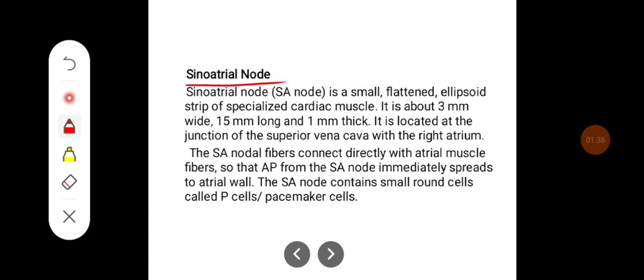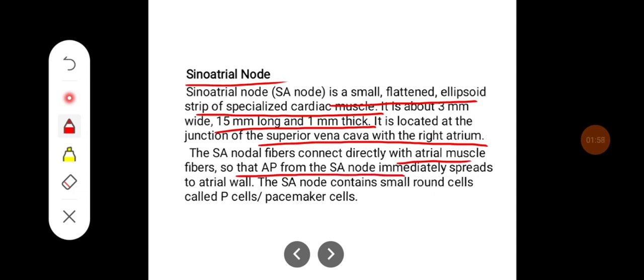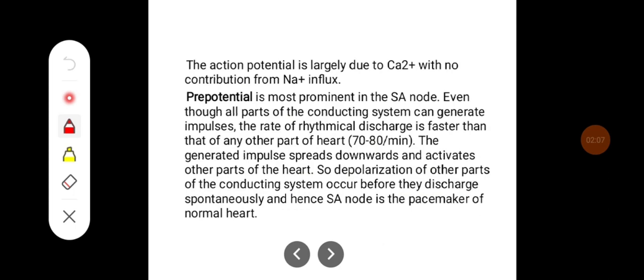Sinoatrial node is a small flattened ellipsoid strip of specialized cardiac muscle. It is about 3 mm wide, 15 mm long, and 1 mm thick. It is located at the junction of superior vena cava with the right atrium. The SA nodal fibers connect directly with the atrial muscle fibers, so that action potential from SA node immediately spreads to atrial wall. The SA node contains small round cells called P cells or pacemaker cells.